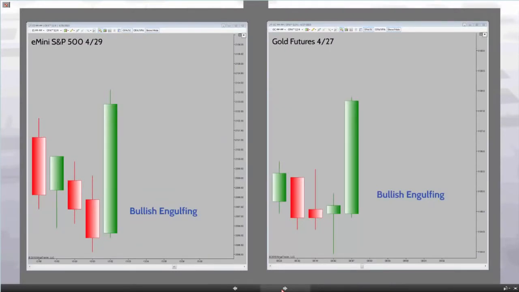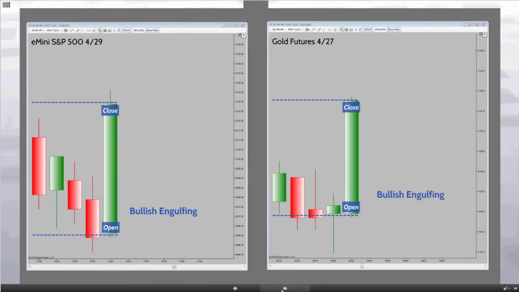On the left, we have the E-mini S&P chart that we were just looking at. And on the right, I've added a chart of gold futures from April 27th. So both of these have the characteristics of bullish engulfing patterns. Okay, the open and close of each more or less swallows up the previous bodies. Now, there's some subtle differences. The ES has a more defined move lower. The gold chart appears to be a little more indecisive prior to the breakout.